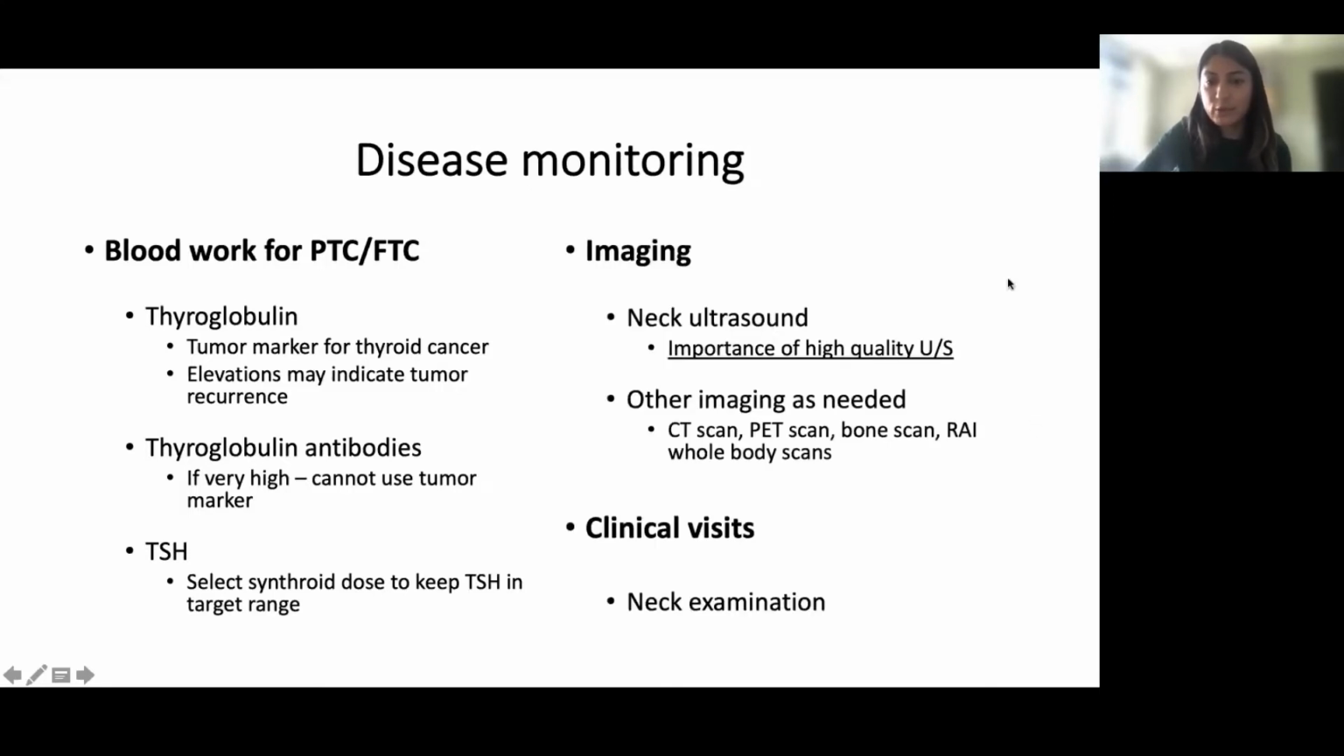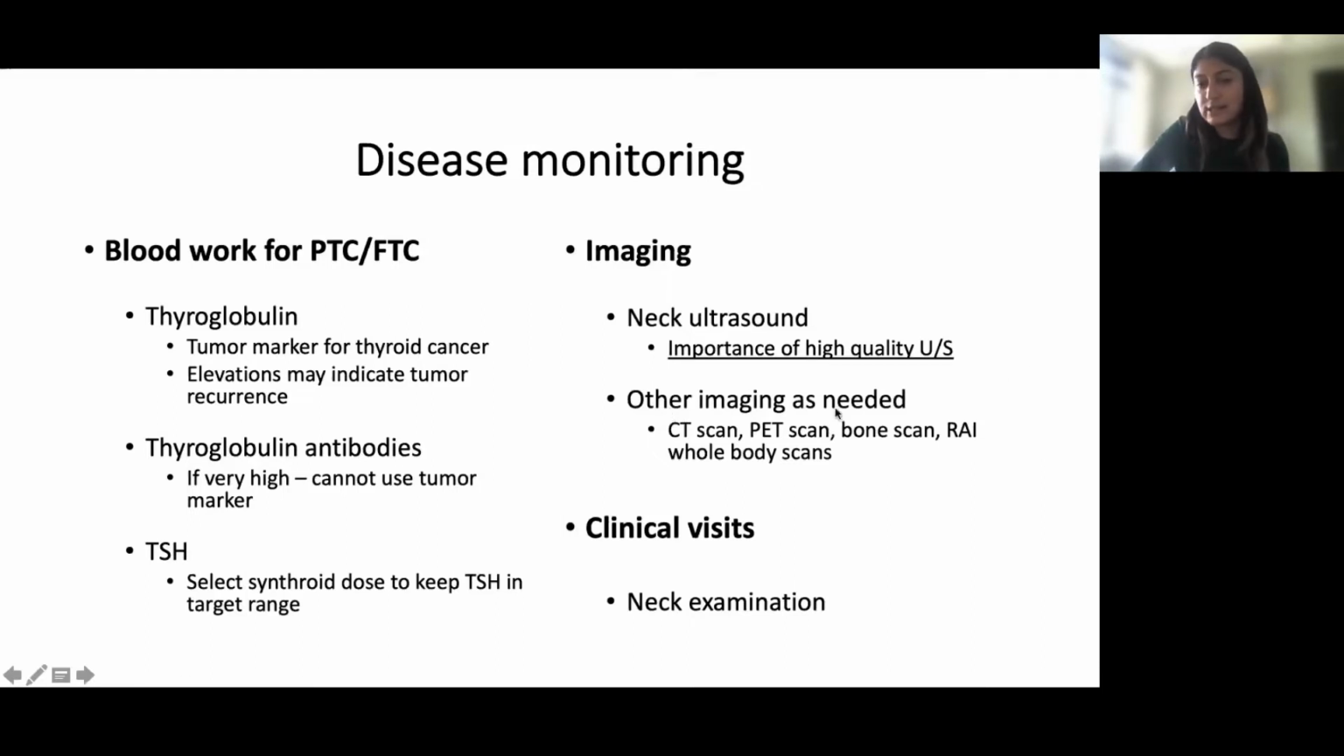And so the most important is a neck ultrasound. And it's really important to have access to high quality neck ultrasounds, especially post-operatively. If you've had thyroid surgery, ultrasounds are a lot harder to do and to read, and so require quite a bit of expertise. And so I'll explain a little bit more about that on the next slide.